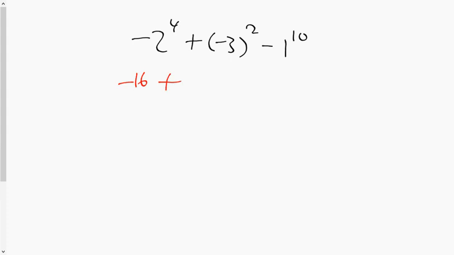Negative 3 squared is negative 3 times negative 3, which is positive 9. You multiply 1 by itself as many times as you like, including 10 times, you still get 1. Negative 16 plus 9 is negative 7. And negative 7, take away 1, is negative 8. So your answer for question 3 is simply negative 8. 1 point for negative 8 as a solution.